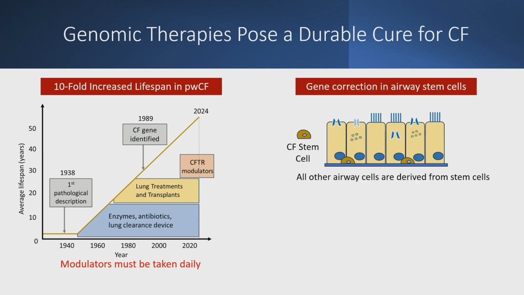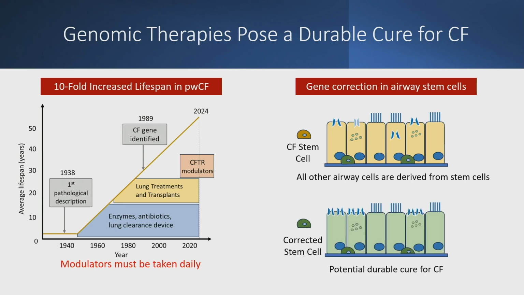Gene-correcting airway stem cells poses a durable cure for CF. Stem cells give rise to all the other airway cells. If these stem cells are gene-corrected, they will then differentiate into the other epithelial cells in the airway. And this poses a potential durable cure for CF. So how do we get a corrected template into the genome?